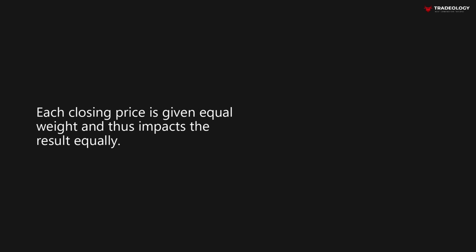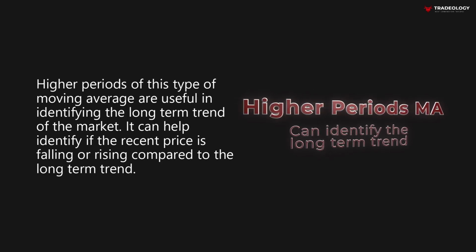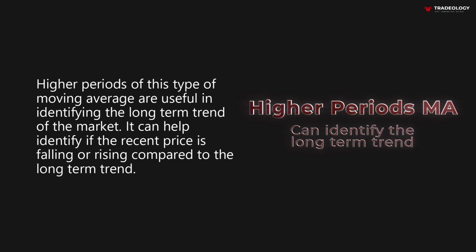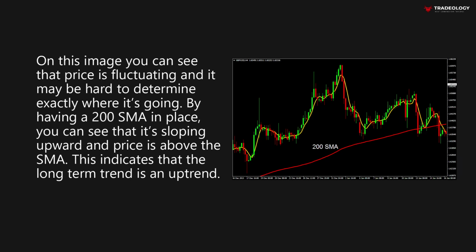Each closing price is given equal weight and thus impacts the result equally. Higher periods of this type of moving average are useful in identifying the long-term trend of the market. It can help identify if the recent price is falling or rising compared to the long-term trend. On this image, you will see that price is fluctuating, and it may be hard to determine exactly where it's going. By having a 200 SMA in place, you can see that it's sloping upward and price is above the SMA. This indicates that the long-term trend is an uptrend.